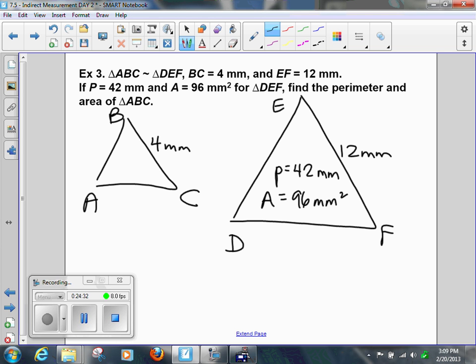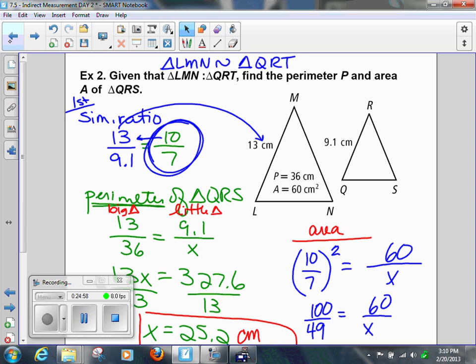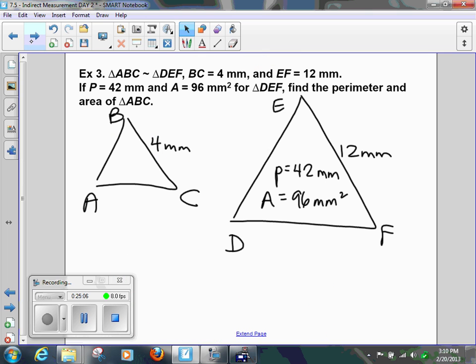This is the exact same thing that we just did in the last example. Here's what I want you to do. Pair up with somebody in front of you, beside you, behind you, and do this problem all the way through. You've got to find the similarity ratio, find the perimeter of the triangle, and then find the area. Folks, we do the very same thing. Model what you did in the last example. Give it a shot. I'm going to give you 2 minutes.